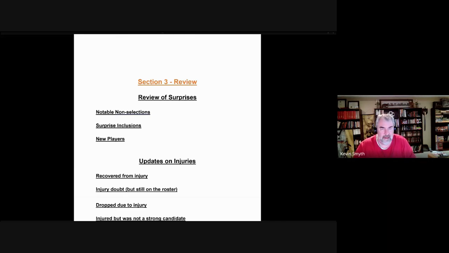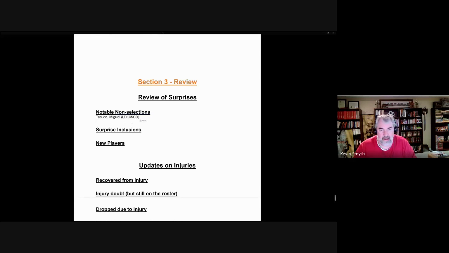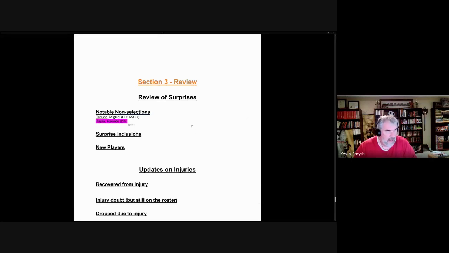So notable non-selections there. We have Miguel Trauco, the left defender, who we considered a likely candidate, but he was not selected. And now I'll get to the story of Renato Tapia, who withdrew, we'll say, from the preliminary squad. He withdrew himself because the Peruvian Football Association refused to insure him. So normally players are insured by their clubs. That means if they get seriously injured, they'll be paid while they're under injury.